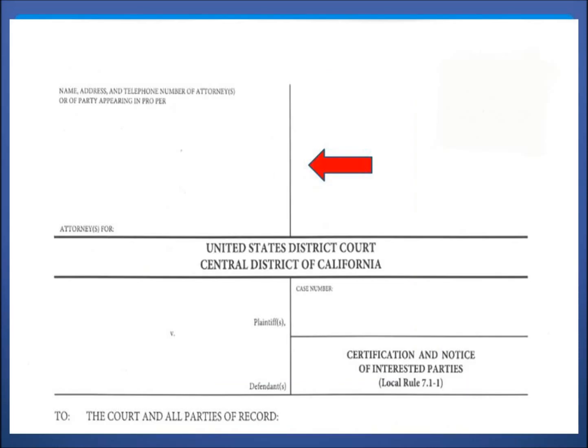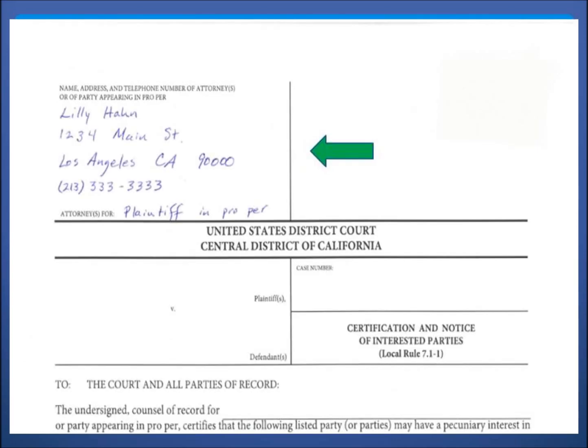Now we'll go over the form in detail, from the top to the bottom. In the upper left-hand corner, you write your name, address, phone number, and which party you are, meaning whether you are the plaintiff or the defendant. Here, we've filled out a sample for you. And throughout our sample, we're using fake names and fake addresses. But you should use your real name, address, and phone number, and the real names of your defendants.